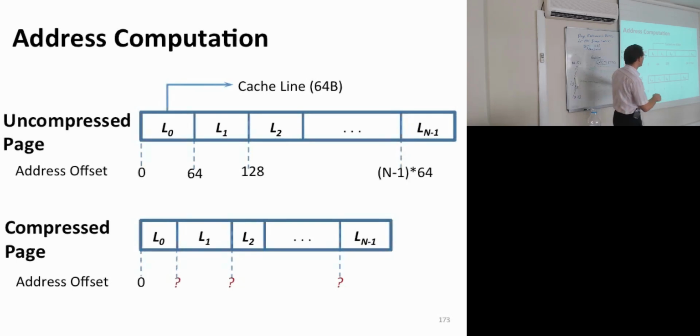And that's the problem in many previous works. If you have a compressed page like this, it takes a long time to figure out what the address is, because there's a serial dependence. Right? You have to figure out the address of this to figure out the address of this. You have to figure out the address of this to figure out the address of the next one. So that's the same problem whenever you have variable length encoding. So we're going to try to get rid of this problem.